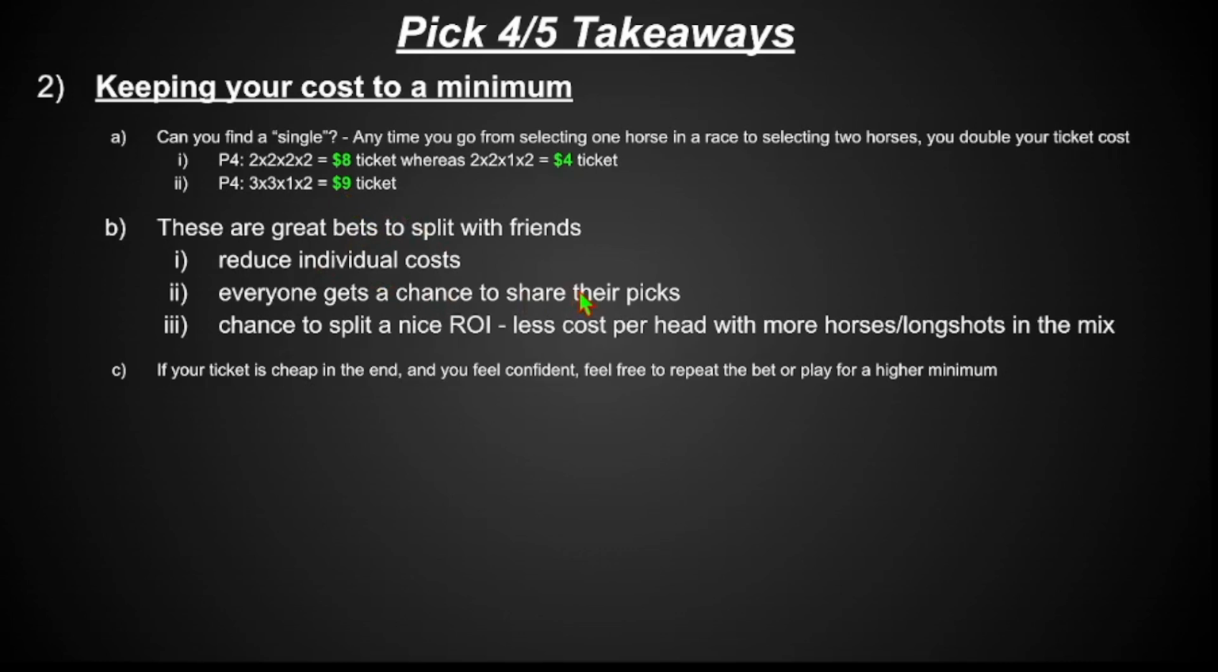You all look at the form, take the horses you like. Maybe all 3 of you like the same horse in one race. Well, there's your single. And then you can spread elsewhere to try to catch some long shots.